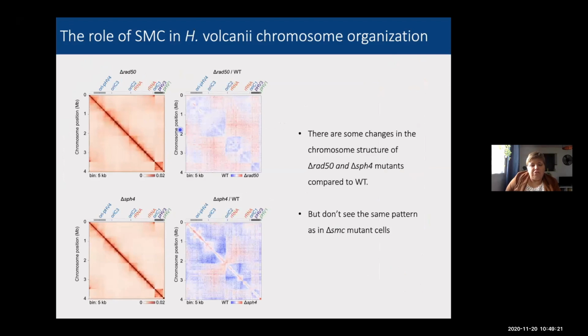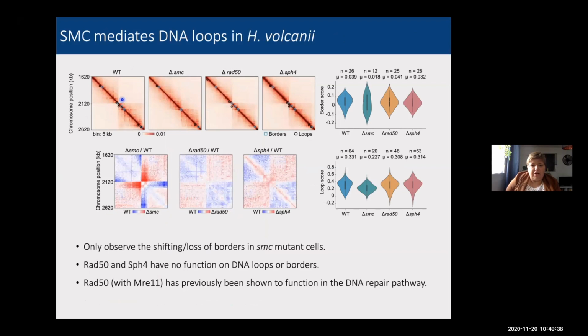Just to show you the controls, we also did the RAD50 and the SPH4. And although there are some changes in the genome architecture of these mutants, they're quite subtle and we're still investigating them separately, but they don't seem to have the same phenotype as the delta SMC. And just to show that in better quality, we have the wild type and the three mutants here. And you can see in the SMC at this border, it's really shifted and lost, whereas you don't see the same in the RAD50 and the SPH4. And that's further highlighted with the ratios underneath for each comparison.